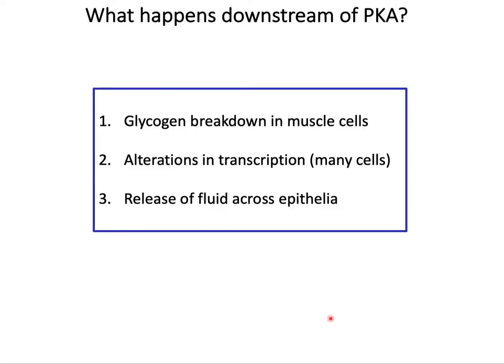So up until now, all cells that are signaling through the G protein coupled receptors do the same thing. They activate adenylyl cyclase, you have accumulation of cyclic AMP, and then finally activation of protein kinase A or PKA. So what happens downstream of PKA depends on cell types. And we are going to look at 3 examples of what happens downstream of PKA. In muscle cells, we observe glycogen breakdown. In many different cell types, we can see alteration in transcription. In epithelial cells, we observe the release of fluid or passage of fluid across the epithelial layer. So let's look at each of these individually.